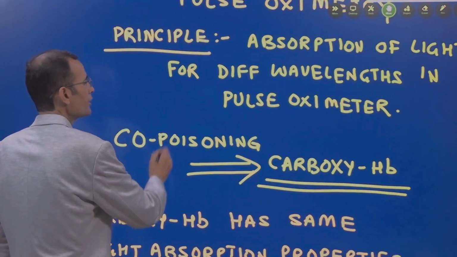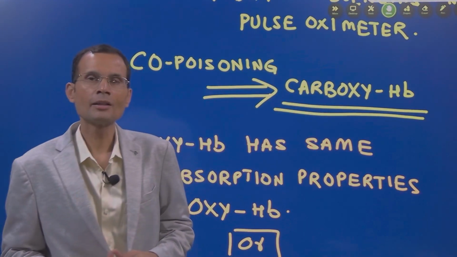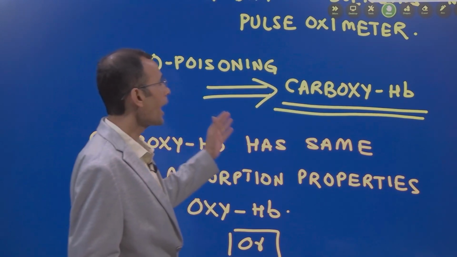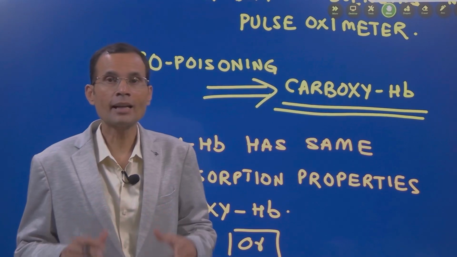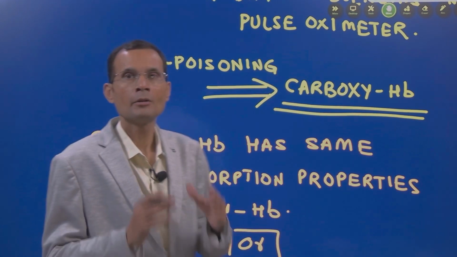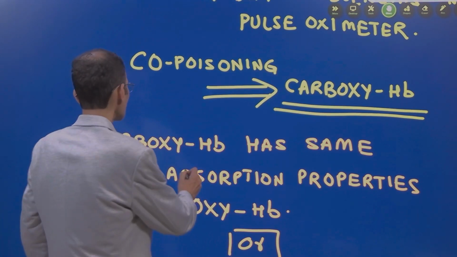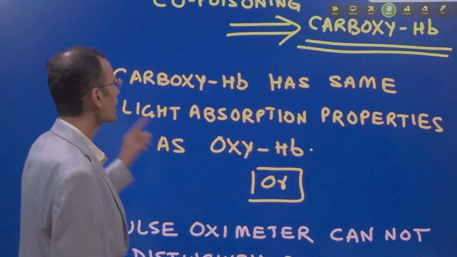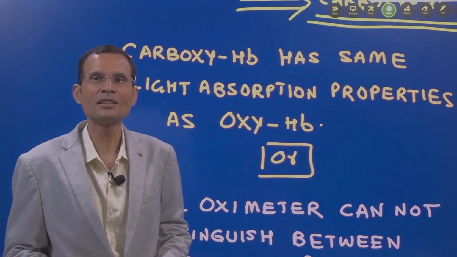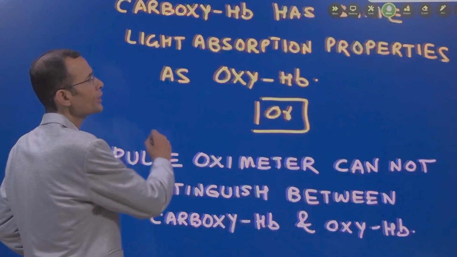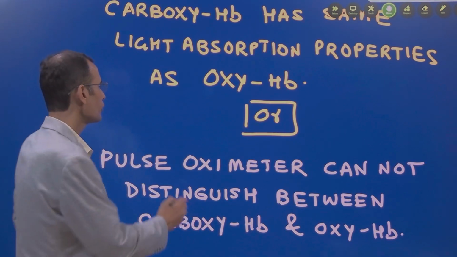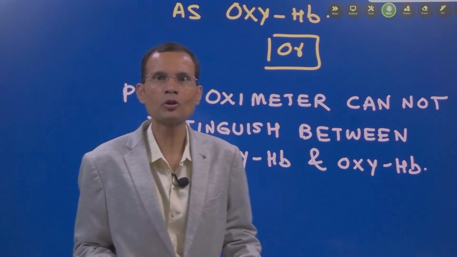So that's the principle. Now consider this. Carbon monoxide poisoning means carbon monoxide binds with hemoglobin with 200 times more affinity and forms carboxyhemoglobin. It's acute hypoxia because oxygen has been displaced and much of the hemoglobin is occupied by carbon monoxide, forming carboxyhemoglobin in the blood. Now this is the most important part. Carboxyhemoglobin has the same light absorption properties as oxyhemoglobin. Yes. So if you are using a pulse oximeter and there is carboxyhemoglobin, the pulse oximeter won't be able to distinguish or differentiate between carboxyhemoglobin and oxyhemoglobin.